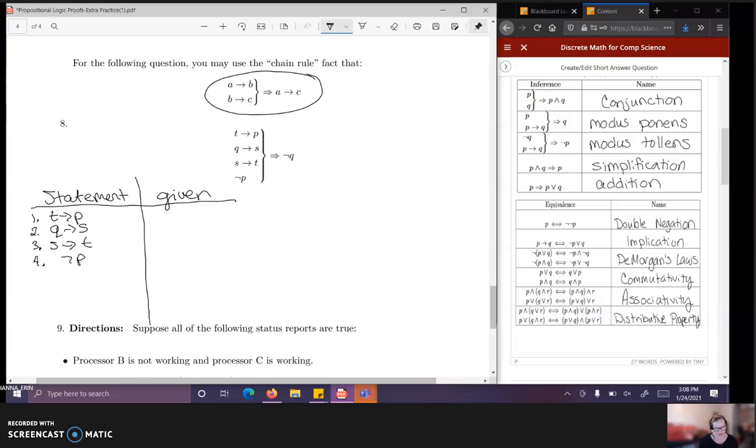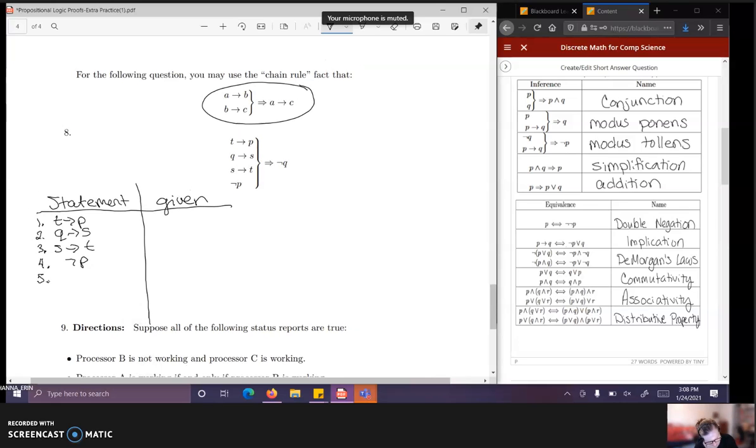Alright, but the one thing I notice is that the only thing we can really do at this point so far is to use the chain rule. So notice that we have Q implies S and S implies T. So that means from lines 2 and 3, we could link those together using the chain rule to get Q implies T. And I haven't been writing the reasons, and I wrote given instead of reasons at the top. So that was chain on 2 and 3. And let me change this to say reasons.